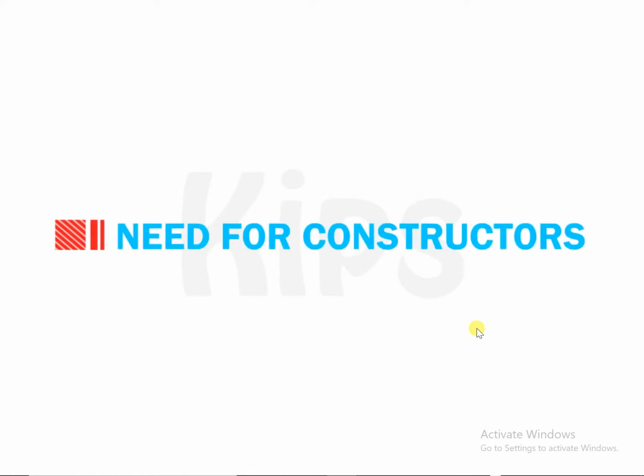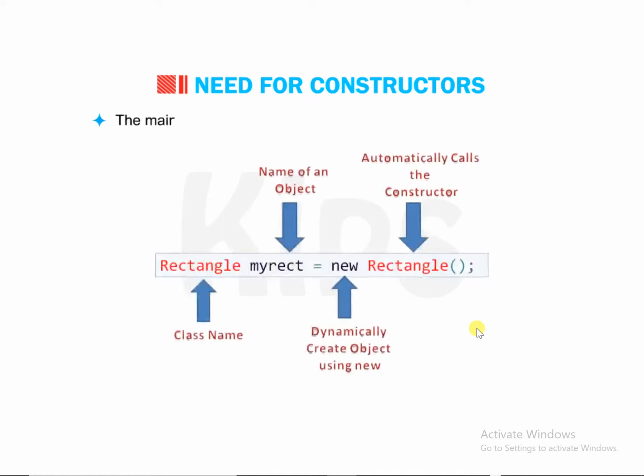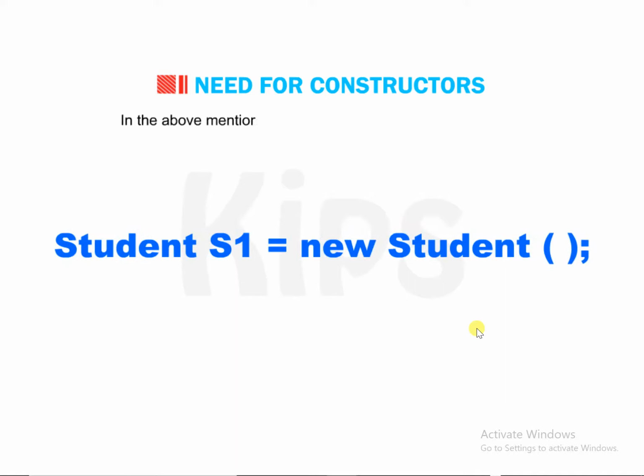Before moving forward, let us first discuss the need for constructors. The main purpose of a constructor is to create an object of a class. It is defined with the same name as that of its class name. In the above mentioned example, student() is the constructor.